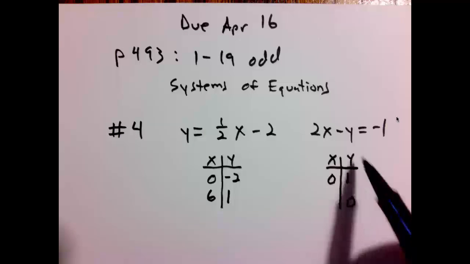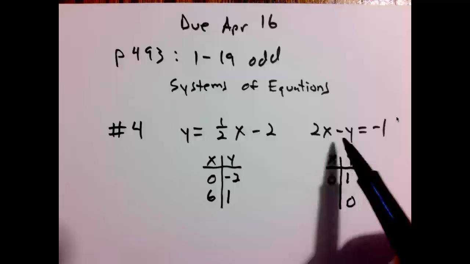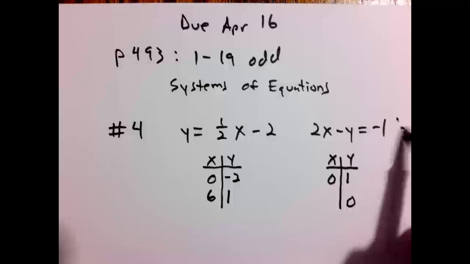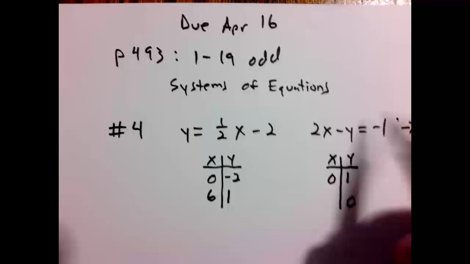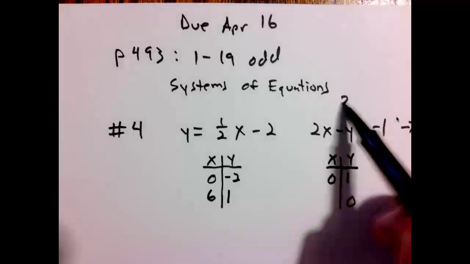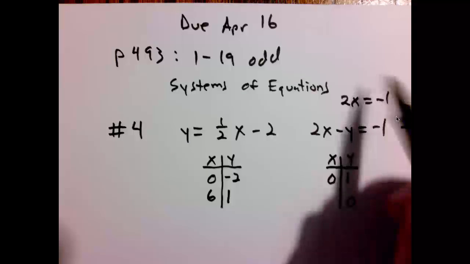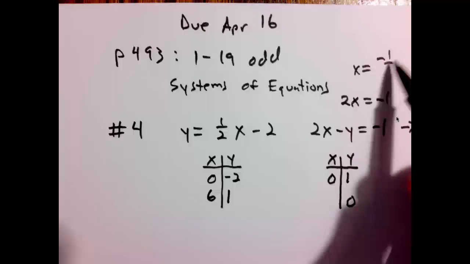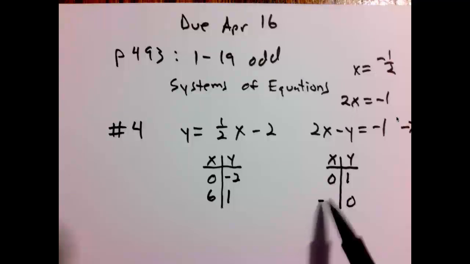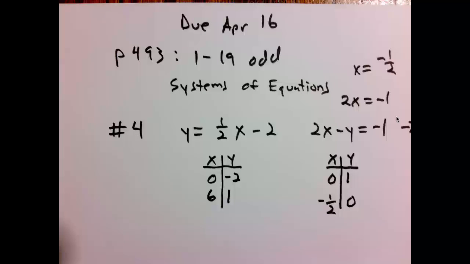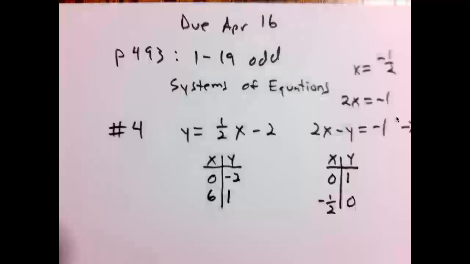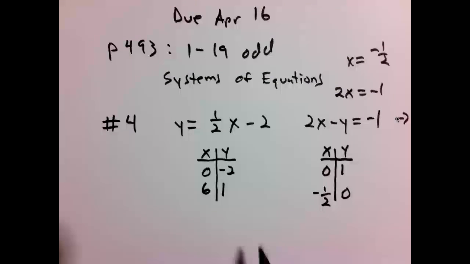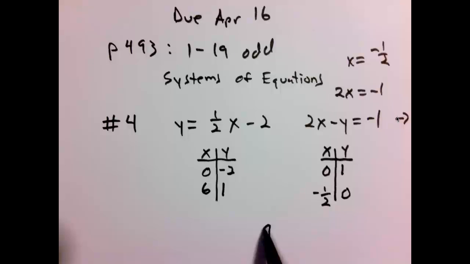Substituting 0 in place of y, we're left with 2x. Coming above, we'll have 2x is equal to -1. Dividing both sides by 2, we get x is -1/2. Alright. These are 2 points. We can now graph these and draw a line connecting them. Draw a line and find the point of intersection.